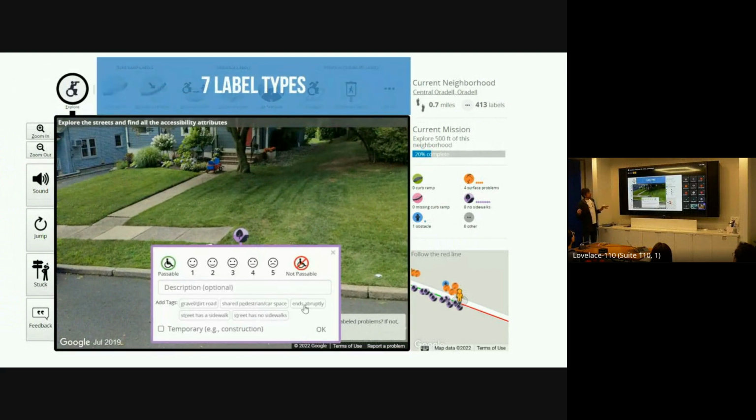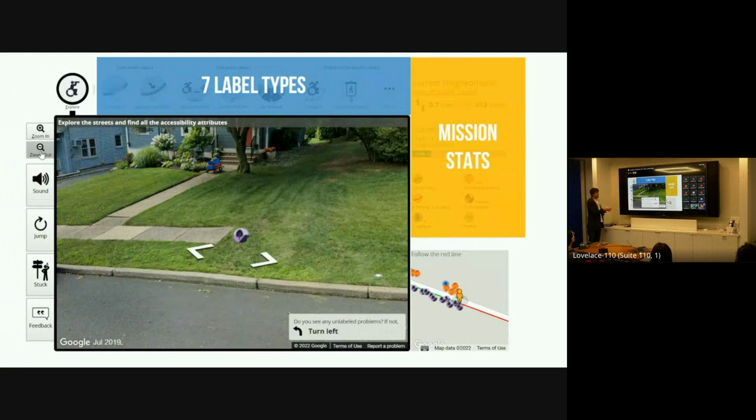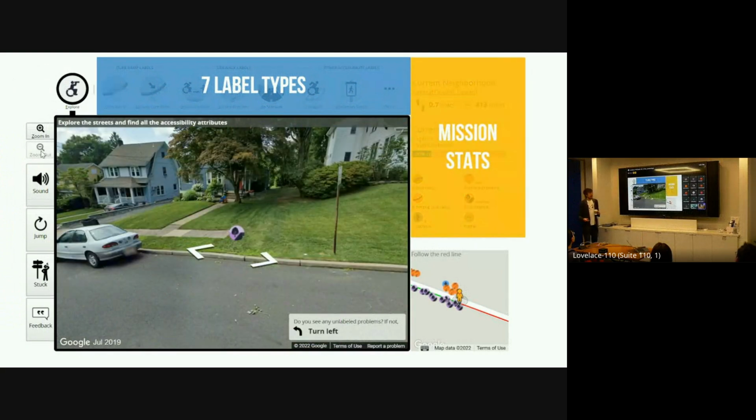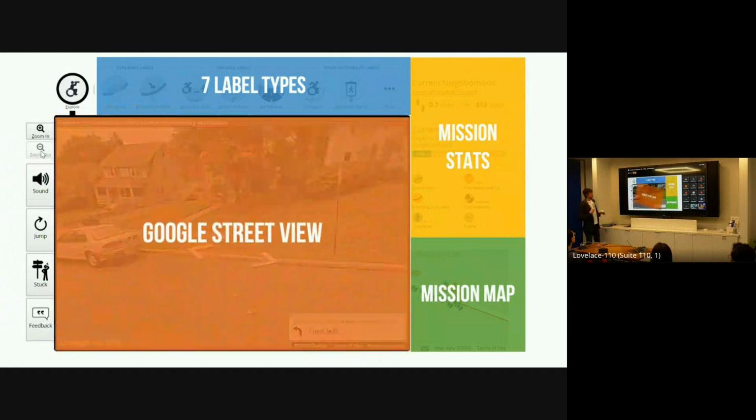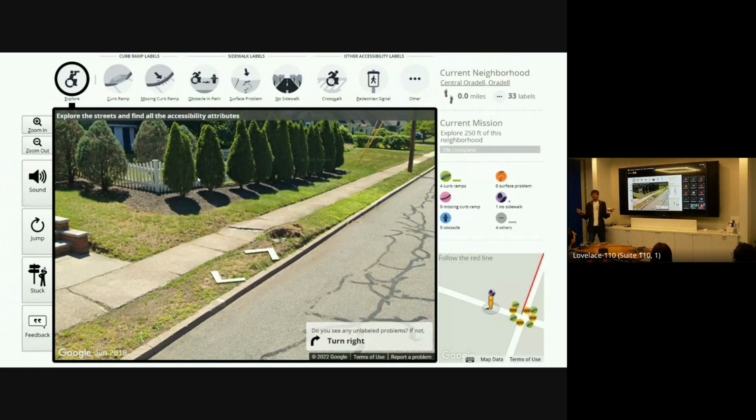We have 7 label types. We have these mission stats, which also track your accuracy and give you feedback. This directs you where to go, the mission map. So how do you know where to go in the virtual world? And we have a route allocation algorithm for that, and then the labeling area. So imagine that you're a user. What do you see here?